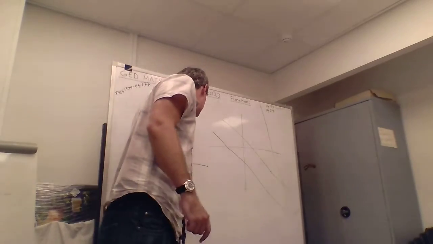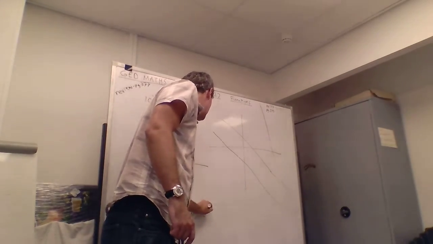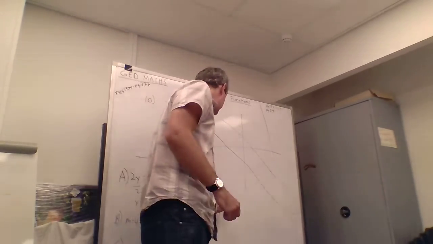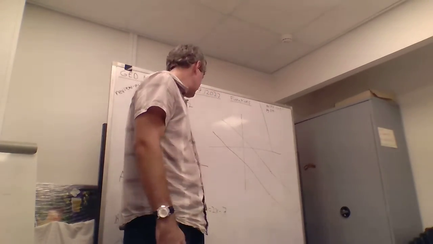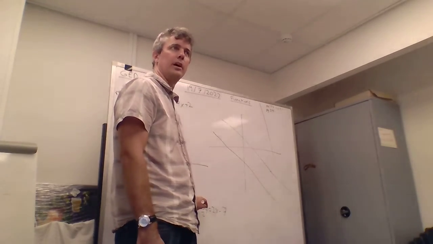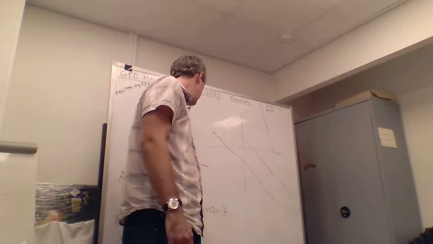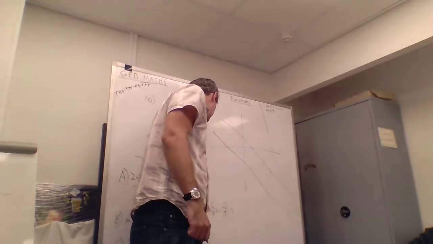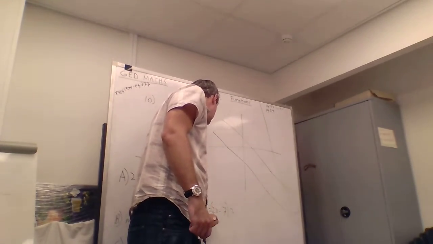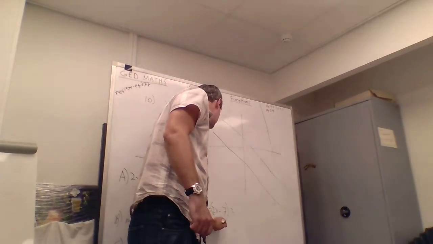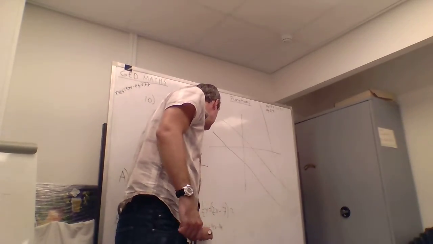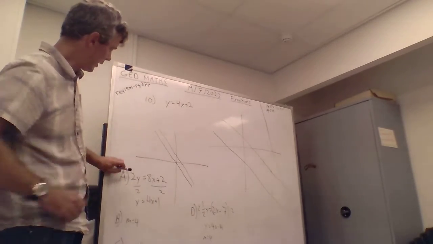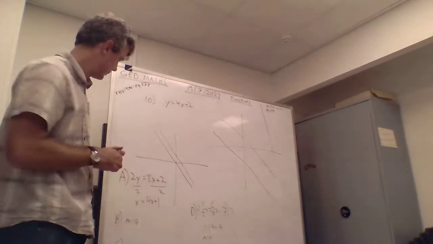Let's see D. D says 1 over 2 y equals 2x minus 7. So to get y by itself, I have to multiply both sides by 2, right? So times 2, this whole thing times 2, we're going to get 4 again. y equals 4x minus 14. Again, m equals 4.